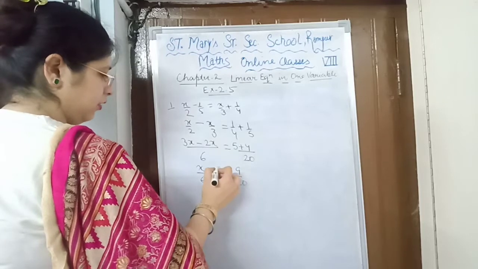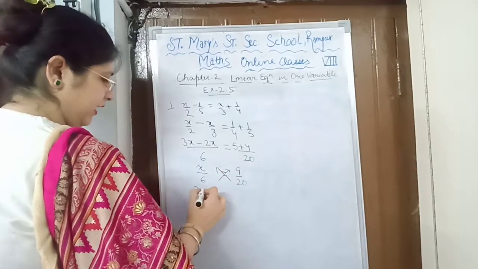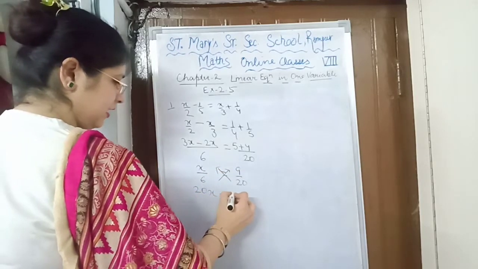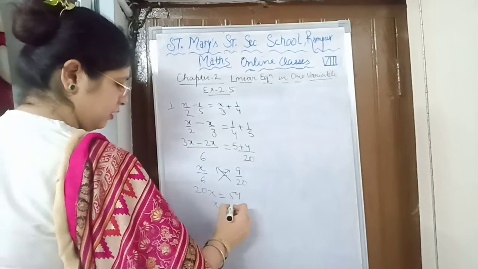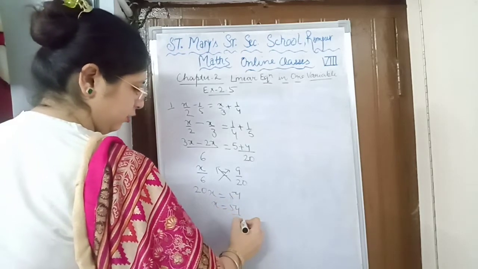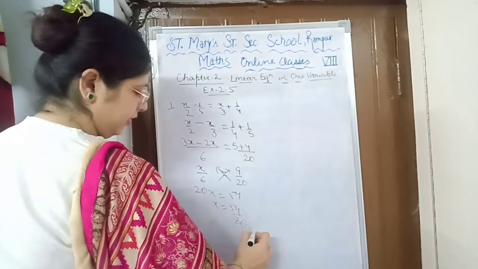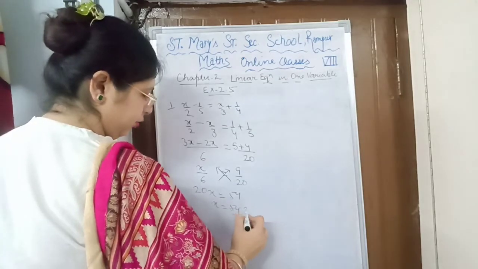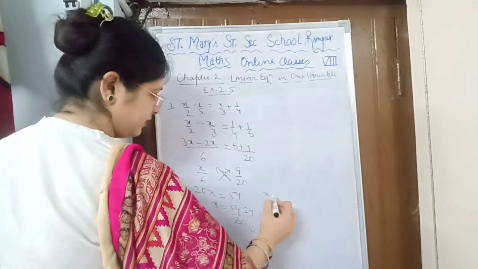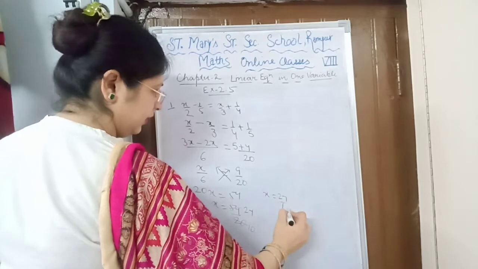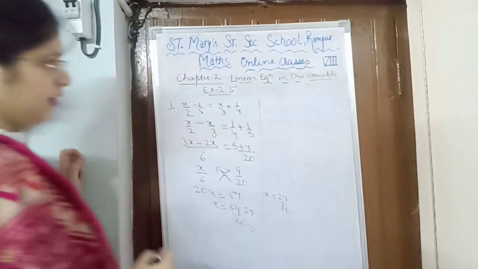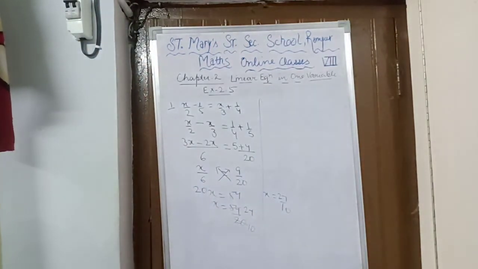Now do the cross multiplication. 20x is equal to 9 6s are 54. So x is equal to 54 upon 20. 2 tens are 20, then 2 2s are 4, 2 7s are 40, so the value of x is equal to 27 upon 10. Clear? Now the next part is part B.